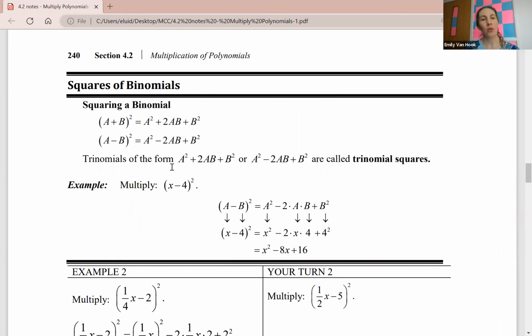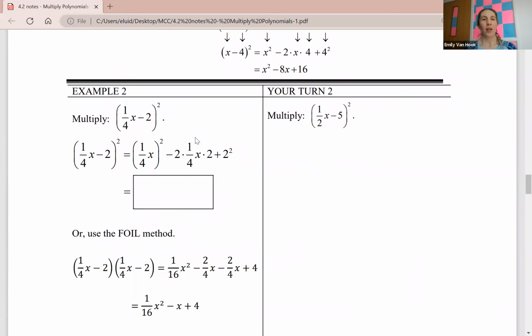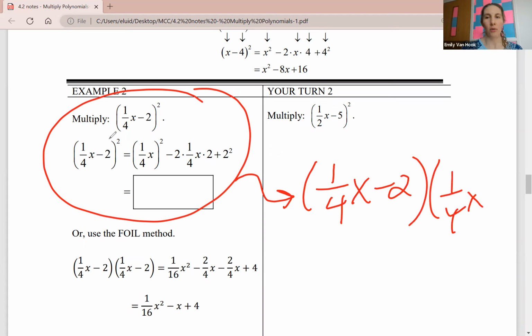Okay, so let's see example 2. This one has a fraction. Okay, so 1/4 x minus 2 is being squared. One way to do this is to use the formula. So I will show you in a little more detail right now how the formula can be applied. So I'm going to write the formula right below. So it goes like this, a minus b, here, I'm going to use the blank space off to the right. Feel free to use a different space if you want to save the your turn problem, but I'm just going to put this off to the right so I have more space. Okay, so I'm writing it twice right now. 1/4 x minus 2. 1/4 x minus 2.